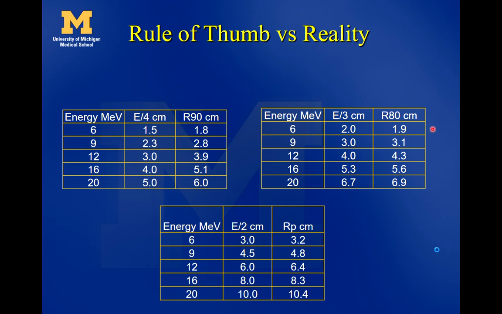For the 80%, this fits a little better, R80. 2 versus 1.9, 3 versus 3.1, all the way up. It's a little more stable calculation. And then the practical range, this is one that we use quite a bit. Energy divided by 2 for 6, 9, 12, 16, and 20 MeV. And you can see it actually fits pretty good. 3.2 centimeters for 6, 4.8, so that's 3 millimeters off, 4 millimeters off here. And when we get to 16, we're 3 and 4 millimeters off. So the practical range is a pretty reliable metric to calculate.